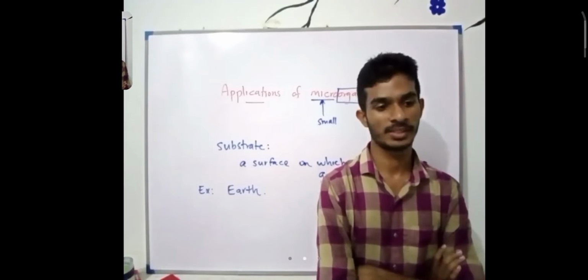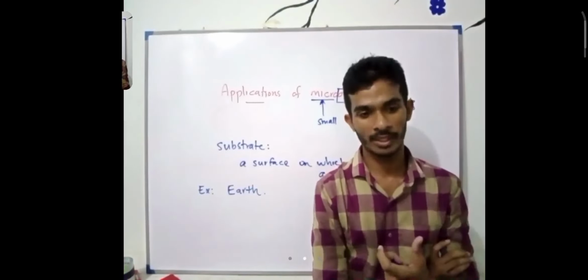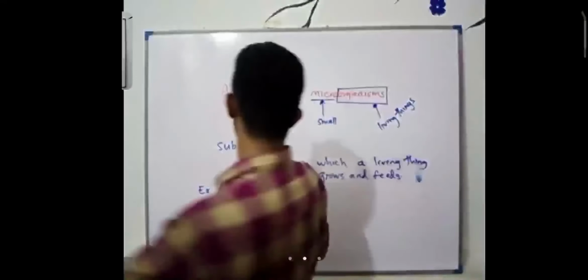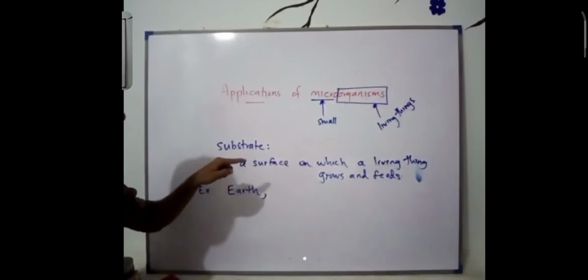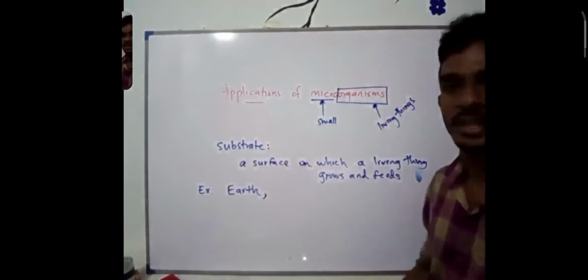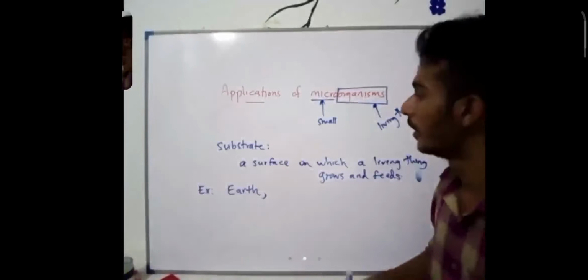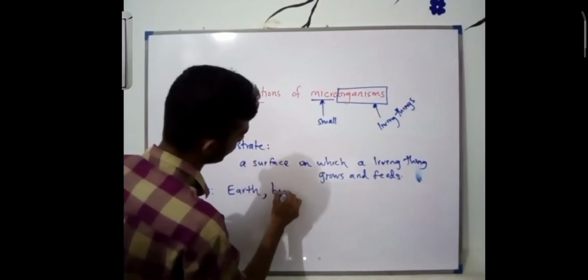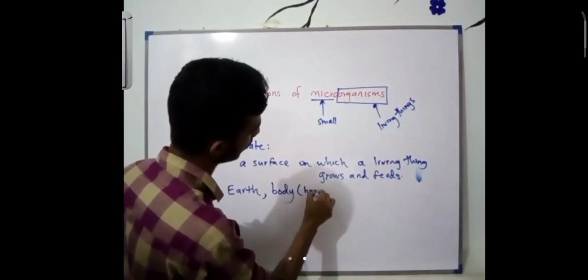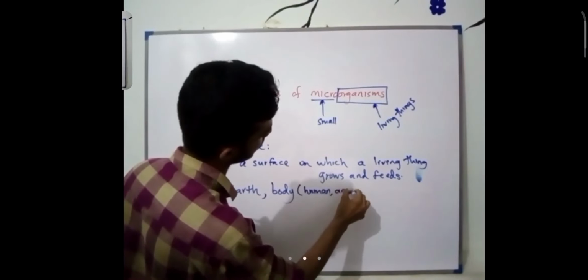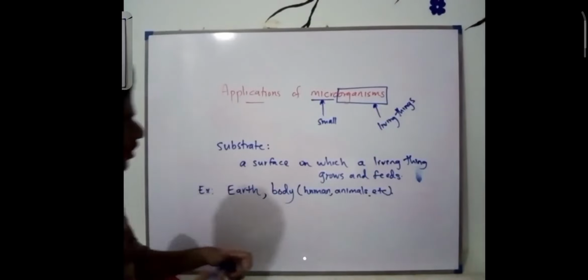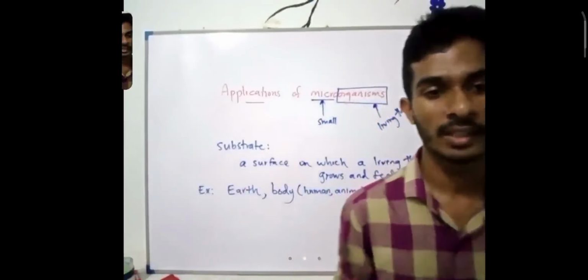Microorganisms live in our environment as well as in our body. So our body is also a substrate. Why? Because microorganisms live in our body. They grow and feed themselves from our body. So our body is also a substrate. Not only the human body, but animals' bodies too. So the human body and the animal's body are also substrates. Did you get the point?